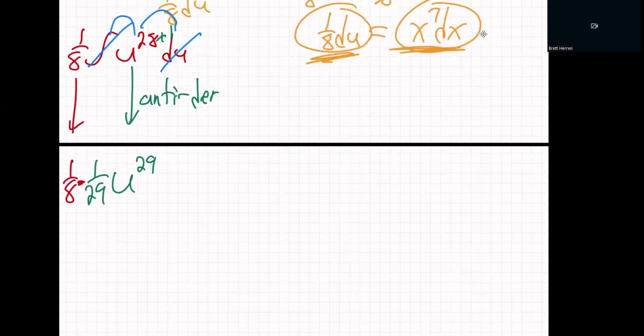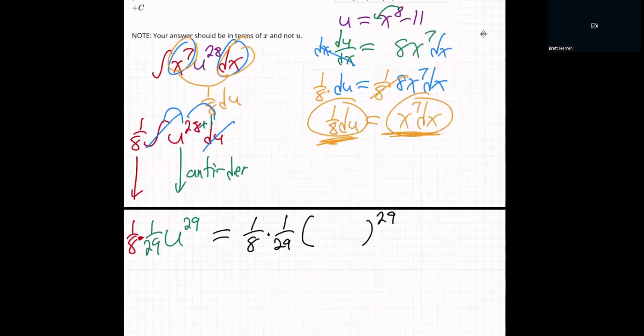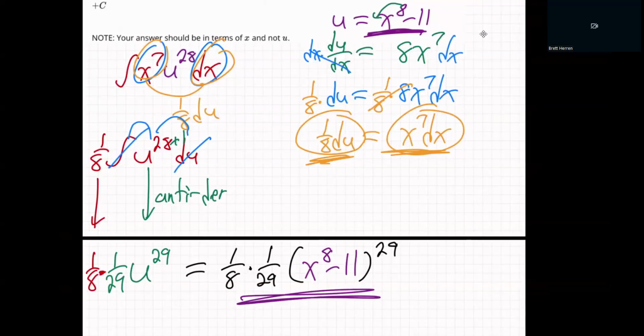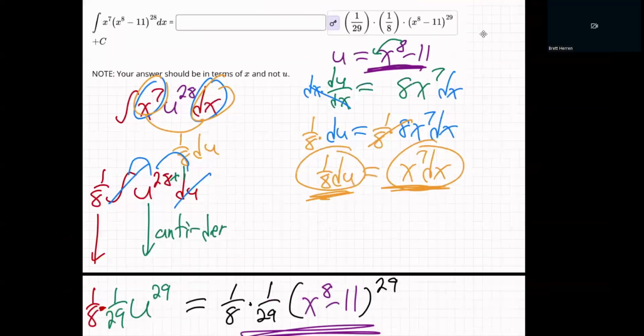Okay. Last thing is we've got to go back to x. So this is 1/8 times 1/29, something to the 29th, and back to x. What was u all along? Right there, u is x to the 8th minus 11 from the beginning. So there's the answer in terms of x. And that's exactly what they have here, 1/8 times 1/29. There we go. Plus a constant, of course, which they put in there for us.